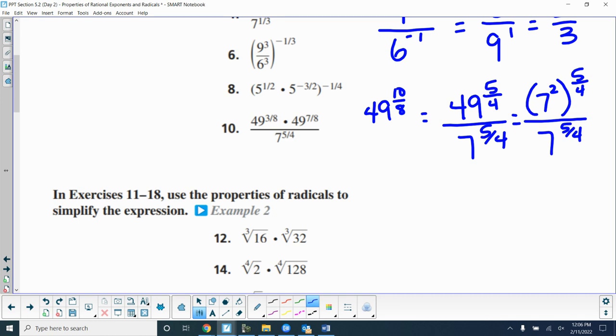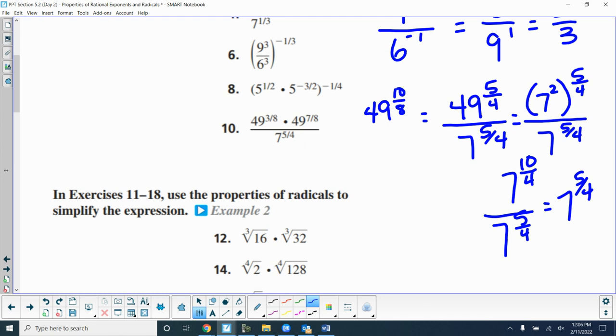What's the rule? We just did it with one inside and one outside. Multiply. What's 2 times 5/4? 10/4. So now I have the same base. Since the bases are the same and it's division, what do I do with the exponents? Subtract them. So what's 10/4 minus 5/4? 5/4. And since the bigger exponent is up top, the 7 stays up top. Nothing left in the bottom. Make sense? And that was the answer to number 10.